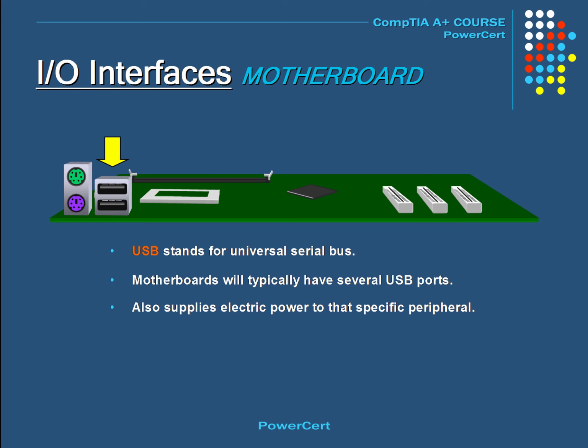Some USB ports are mounted on the rear input-output panel, and some are located directly on the surface of the motherboard. The first USB interface was version 1.0 in 1996. The transfer speed was 1.5 megabits per second. Version 1.1 was introduced in 1998 with a transfer speed of 12 megabits per second. Version 2.0 came out in 2001 with a transfer speed of 480 megabits per second. And the latest version is USB 3.0. This has data transfer speeds of up to 5 gigabits per second.